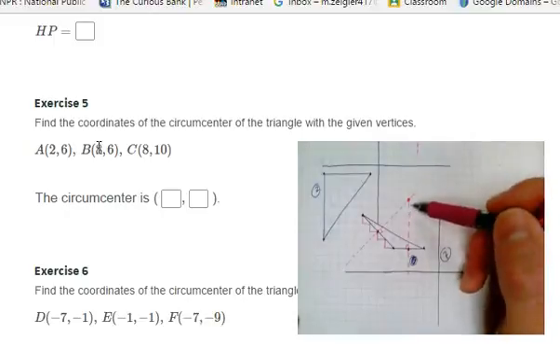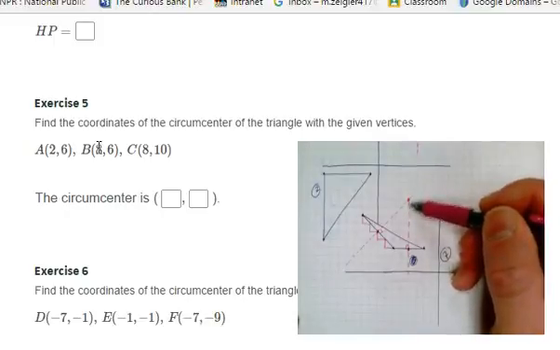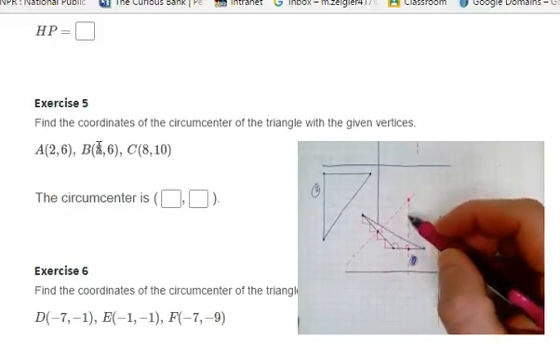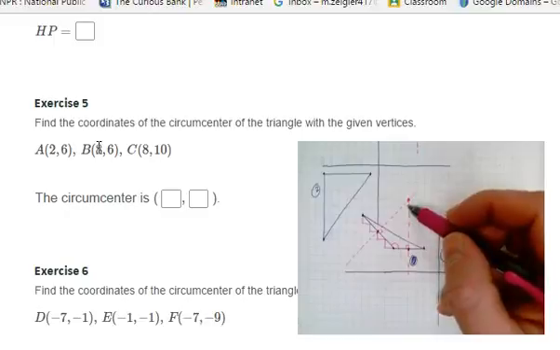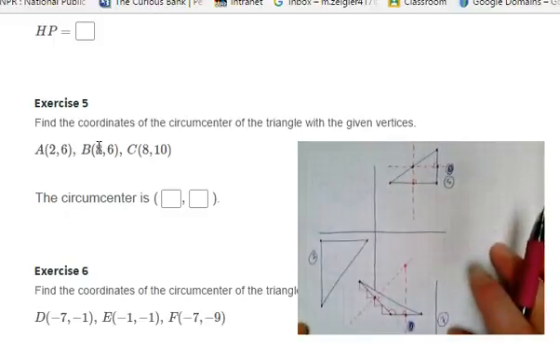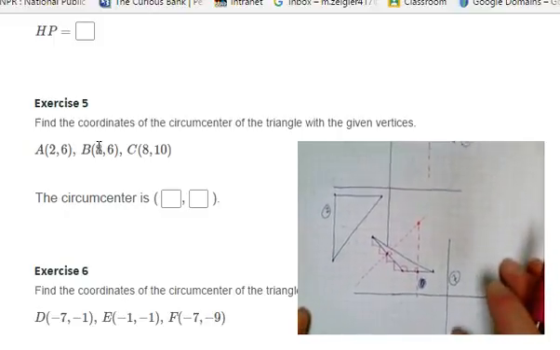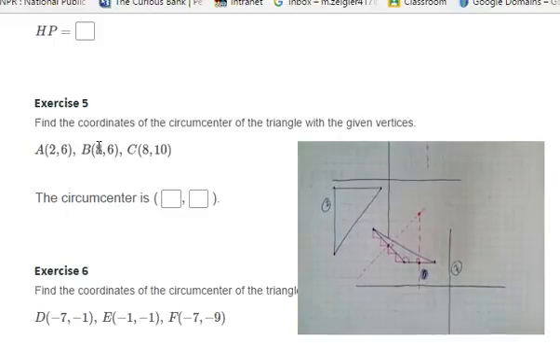Also, because this is an obtuse triangle, the circumcenter, the place where the 3 perpendicular bisectors meet, is outside the triangle. For this right triangle up here, it's right on the triangle. If we had an acute triangle, they would meet inside the triangle. Right. Good luck with the rest of these.